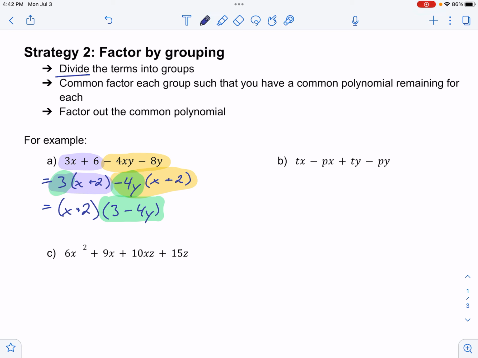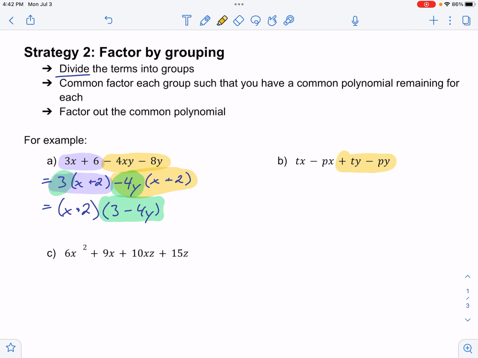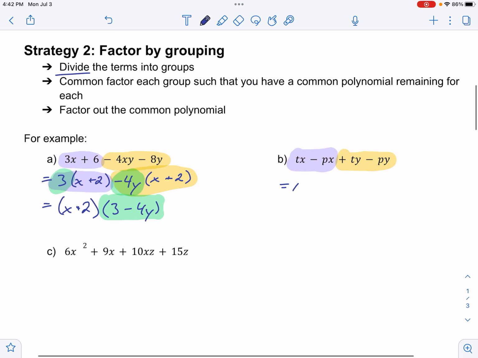tx take away px plus ty take away py. I'm going to split this up into two groups. I have my first group and my second group, and I'm going to go ahead and factor them. Across the first one, what they have in common is an x. What remains in brackets is t minus p. And then in my second group, what they have in common is a y. And what remains in brackets is going to be t minus p.